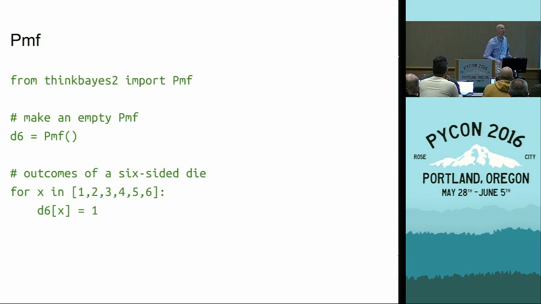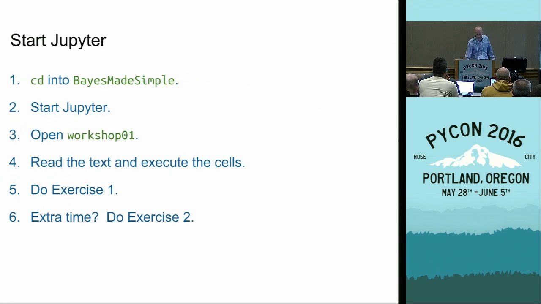Here's what it looks like, and you're going to have a chance to run this code in just a minute, but I want to walk you through it. You can make a new empty PMF object like that. This is going to be a D6. This is going to be a PMF that represents a 6-sided die. And then I'm going to loop through all the possible outcomes, the numbers 1 through 6. And I'm going to initially set them all equal to 1. And then I'm going to normalize it, and you'll see it all.